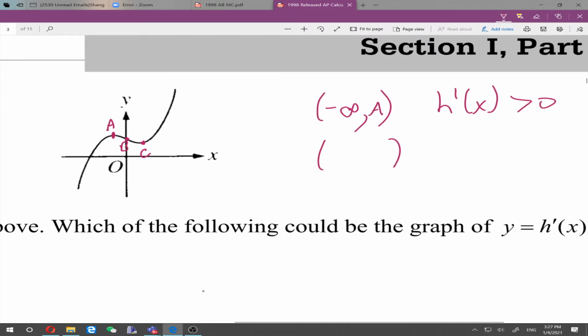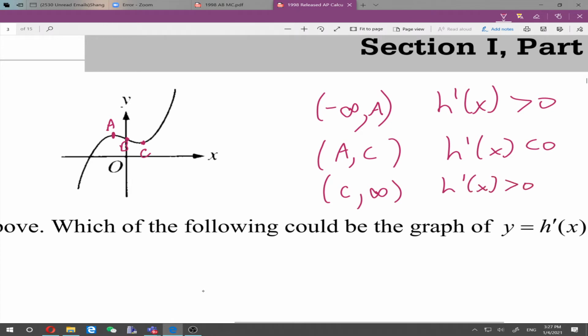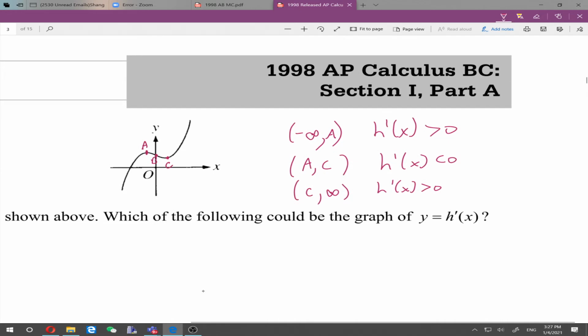Okay, where is our slope negative? From A to C. From A to C, h prime of x is negative, and then from C to the end of the graph, h prime of x is positive again.